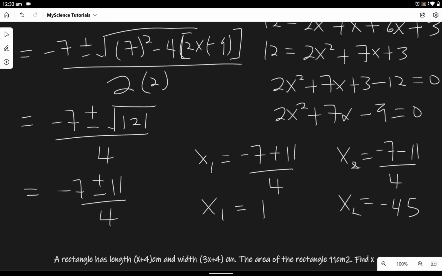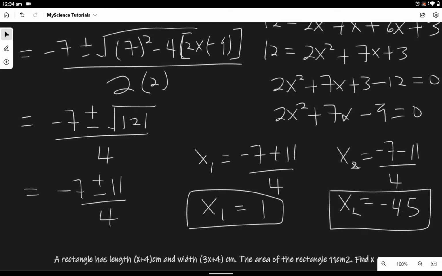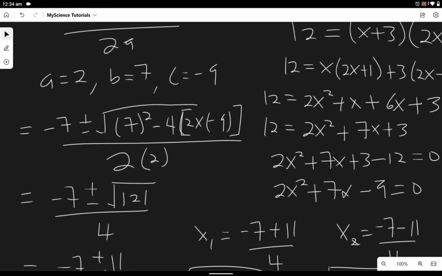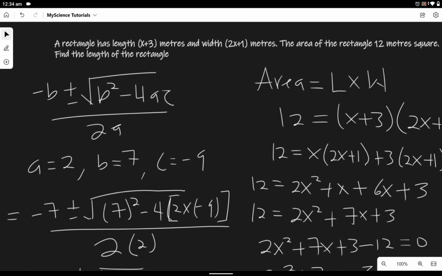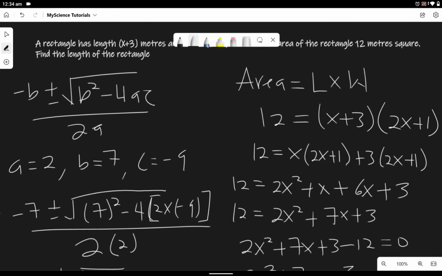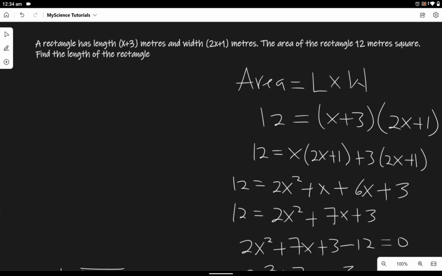Now that we have our answers to be 1 and then negative 4.5, let's go ahead and see which of these answers is suitable for the length of our equation. So let me quickly get some space and let's see. Okay, now we said our length is x plus 3. Now if our first x that we found, which was 1, if we add 1 plus 3, that is going to give us a value of 4 meters.